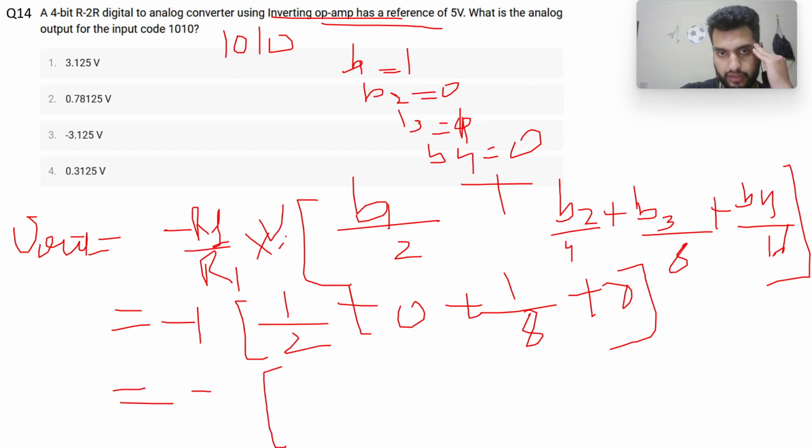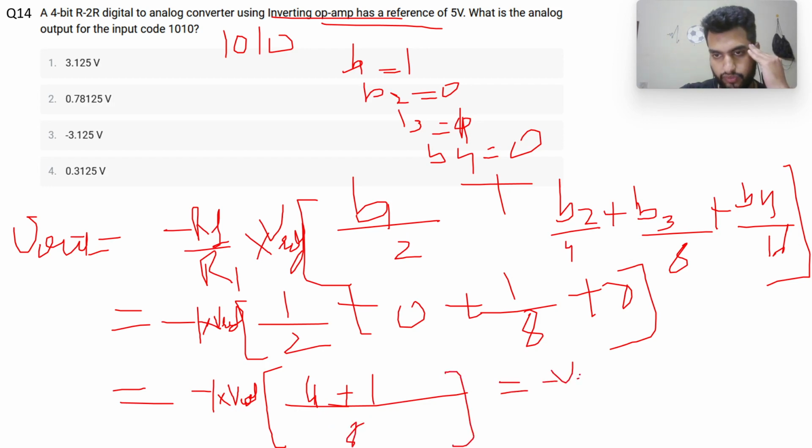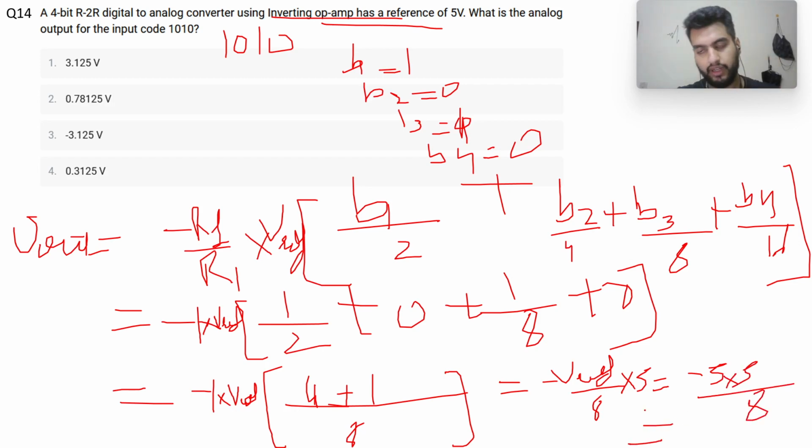And also we have this Vref here. So it's 1 by 2 plus 1 by 8. Taking 8 as denominator, it's 4 plus 1 by 8. So it's minus Vref times 5 by 8. Vref is 5, so it's minus 5 multiplied by 5 by 8. So it's minus 25 by 8, that is minus 3.125 volt. So option 3 is your right answer.